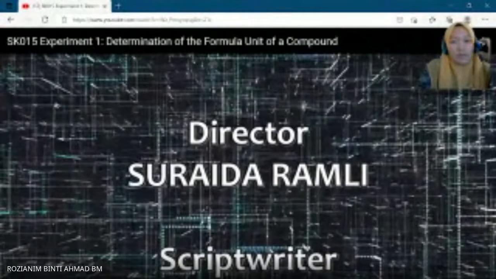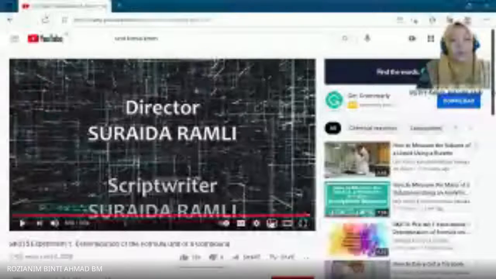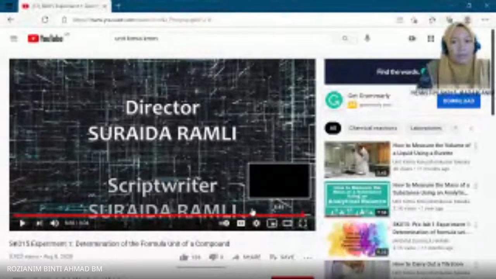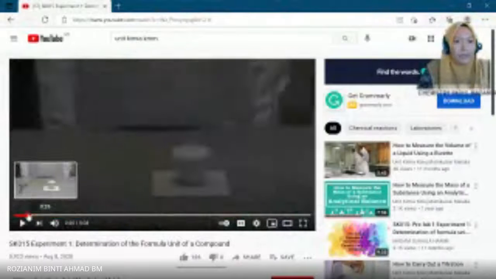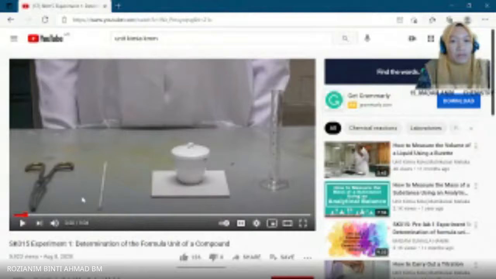Okay, so according to the experiment given, we go through it part by part. The first part, I comment according to your pre-lab writing first. This is the apparatus we use during the experiment, the crucible and lid together.